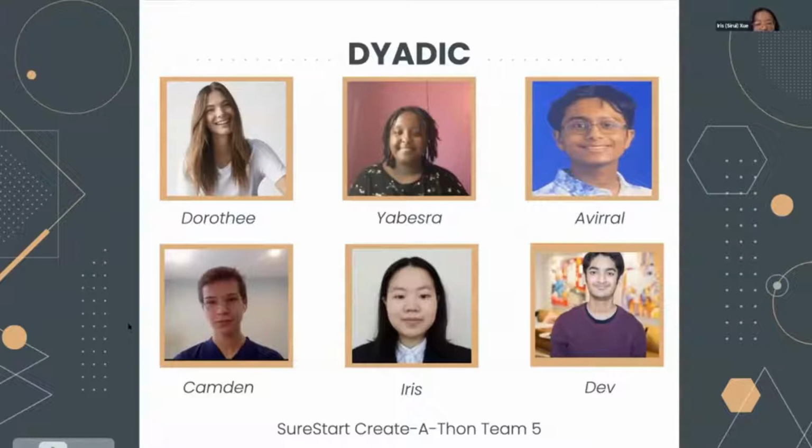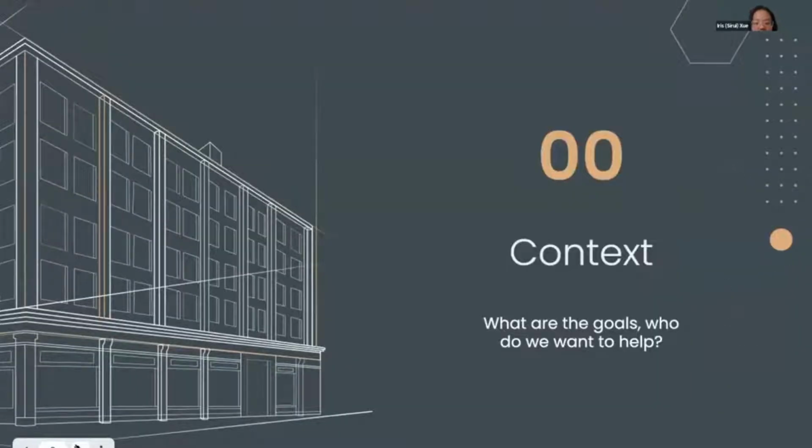Our amazing team mentor was Dorothy, and our team members are Yavestra, Averill, Camden, Iris, and Dev. Now we'll look at the problem that we're facing regarding these wildfires, what we wanted to accomplish, and the groups that we targeted to help.